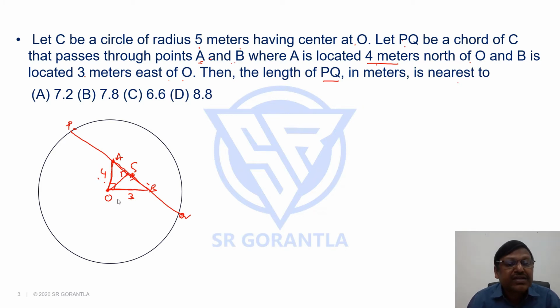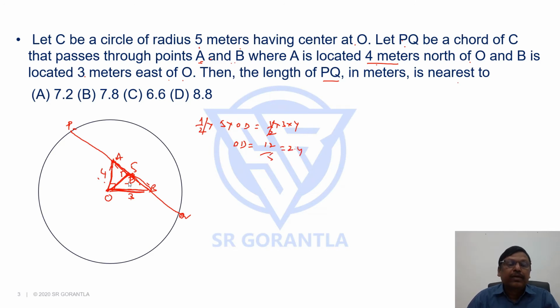You know, area of a triangle is half base into height. We can say half into base AB, that is 5, into height. Height is nothing but OD. But you know, area of a right angle triangle is half into product of the two sides, half into 3 into 4 also. This also will give me the area. Area is equal to half into base into height, because it's a right angle triangle. So from this you can see OD equals 12 by 5, that is 2.4. So this OD is 2.4.